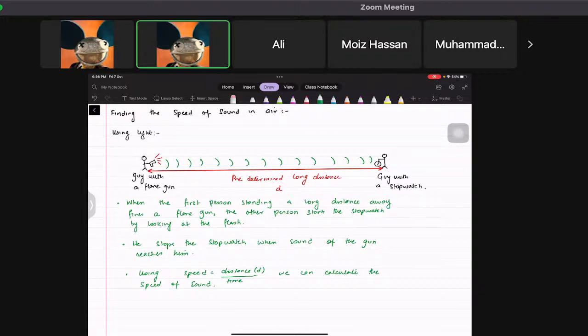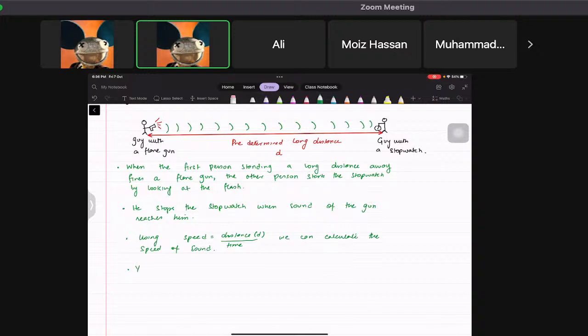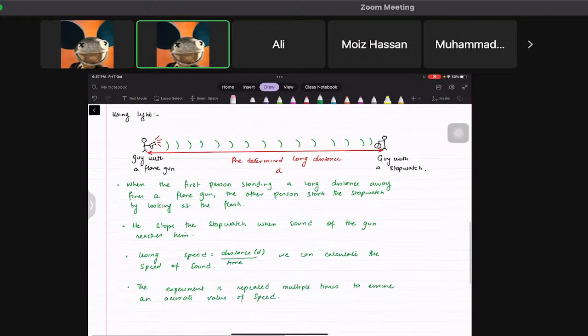All right, now the experiment is repeated multiple times to ensure an accurate value of speed. So you can repeat it and take the average, right?